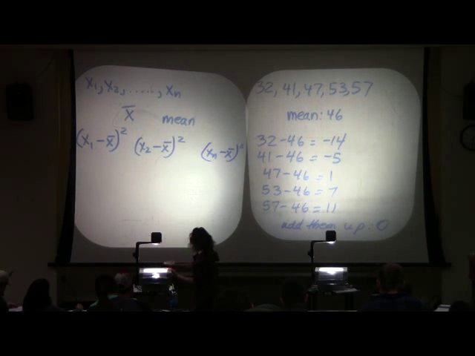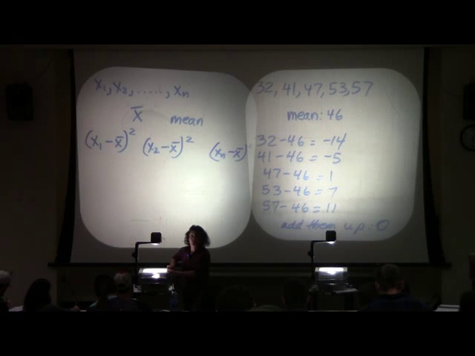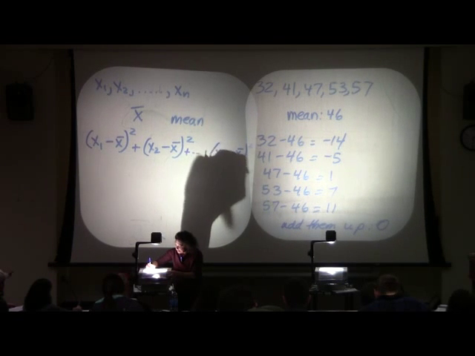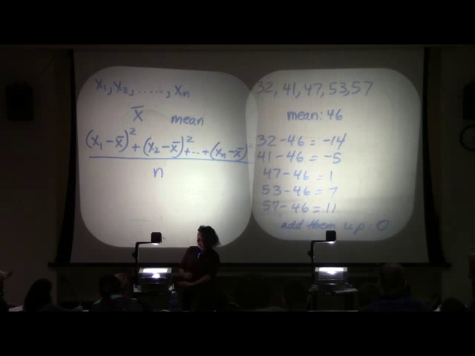You don't even have to write this down yet if you don't want to. And then we're going to find the average of those. How do you find the average? Well, you add them all up, and then you would still divide by n. You see what I did?